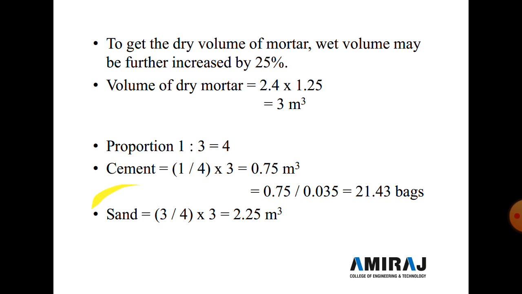Then after that we discuss sand. So sand is equal to 3 divided by 4 multiplied by 3, which is equal to 2.25 meter cube. So it's the final answer for finding out the cement and sand for a 100 meter square area of 20 mm thick plaster work.